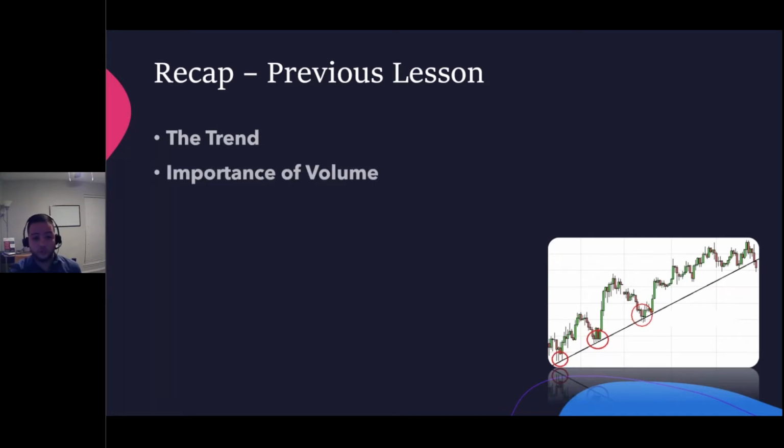We also discussed the importance of volume in a security. So how many shares are being exchanged, how many shares are being bought and sold for a specific security. It's very important because it allows us to know the actual interest in the security by all the traders out there. We also discussed support and resistance levels, how to spot support and resistance on a chart on different time periods, which is very important.